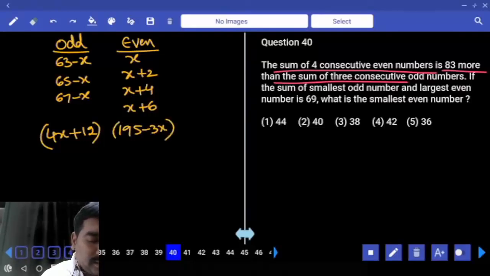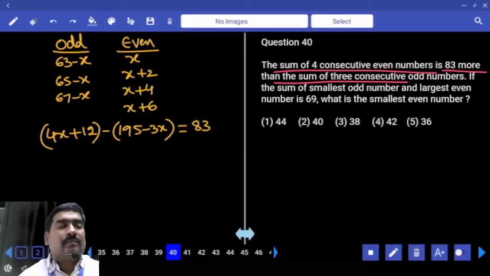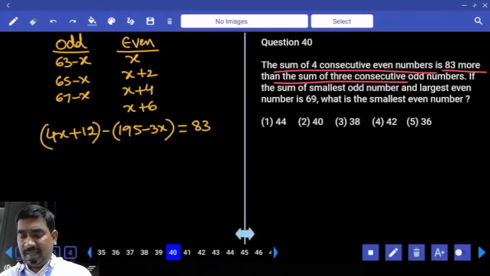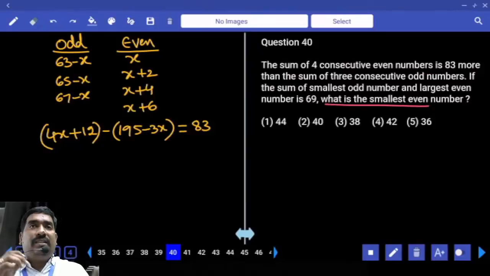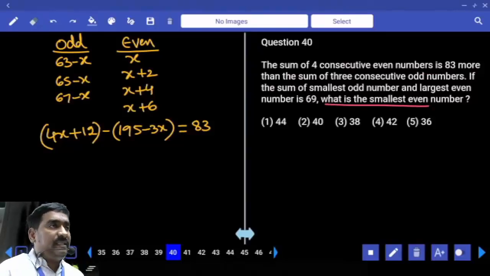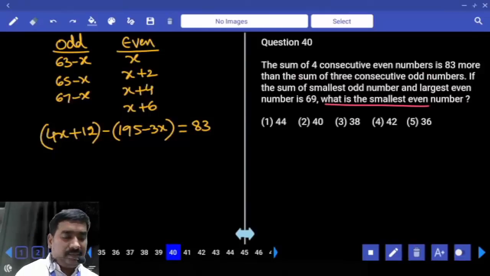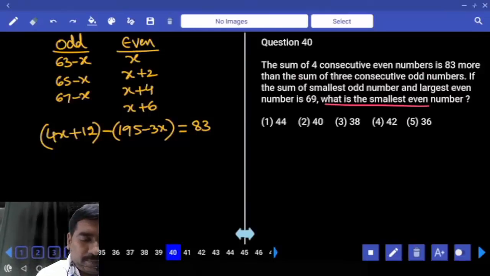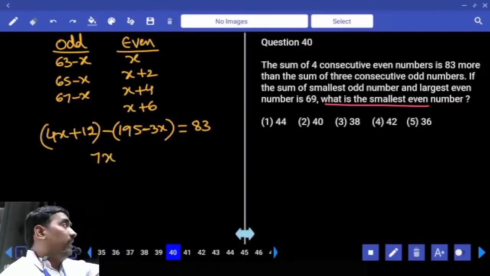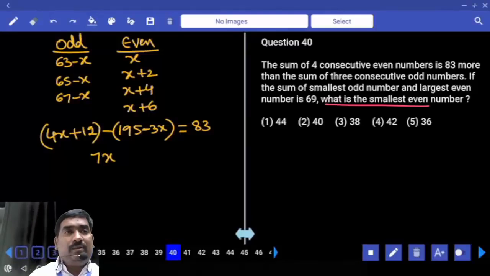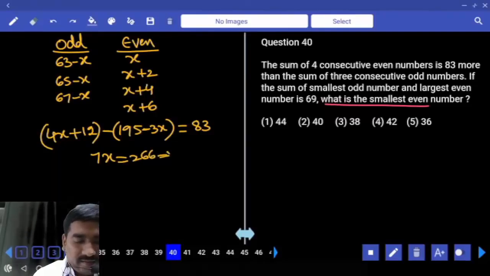The difference between the consecutive odd numbers sum and even numbers sum is 83. We are asked to find the smallest even number, which means what is the x value. Minus into minus became plus. 4x plus 3x, 7x. 12 minus 195 means minus 183. Moving to the right side, plus 183, 266. x equals 38.